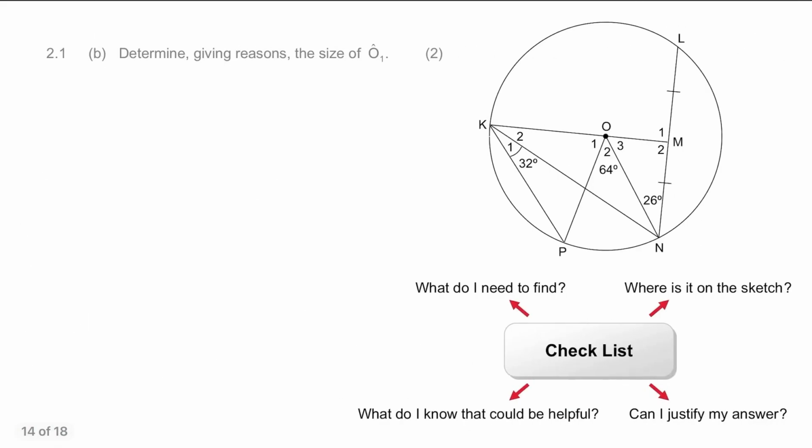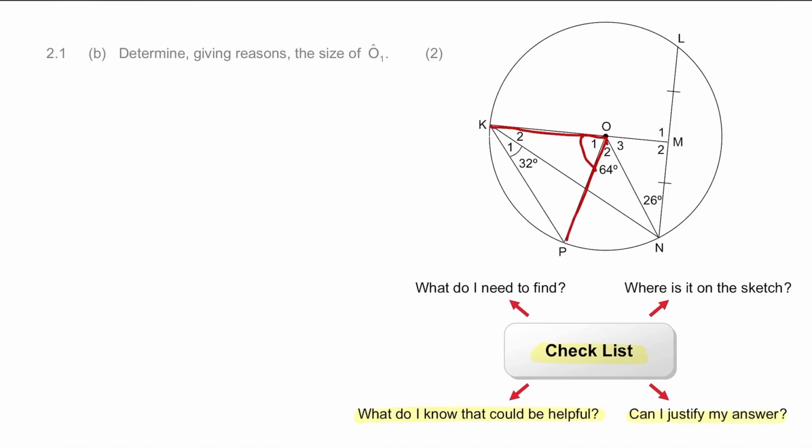In question 2.1, we are still working in the vicinity of point O, but this time we need to find the size of angle O1. So as before, we're going to trace back and see where the angle is. We know what we need to find, but sometimes that isn't kickstarting our process enough. We know where it is on the sketch. What we need to think about now is, what do we know that might be helpful? And if we find out something helpful, how are we going to justify our answer?